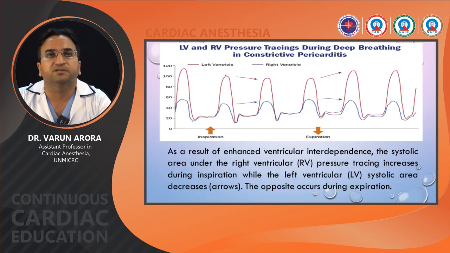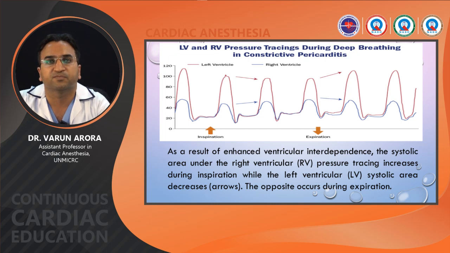As a result of increased ventricular interdependence, the systolic area under the right ventricular pressure tracing increases during inspiration, while the left ventricular systolic area decreases. This is shown by the arrow. The opposite occurs during expiration.